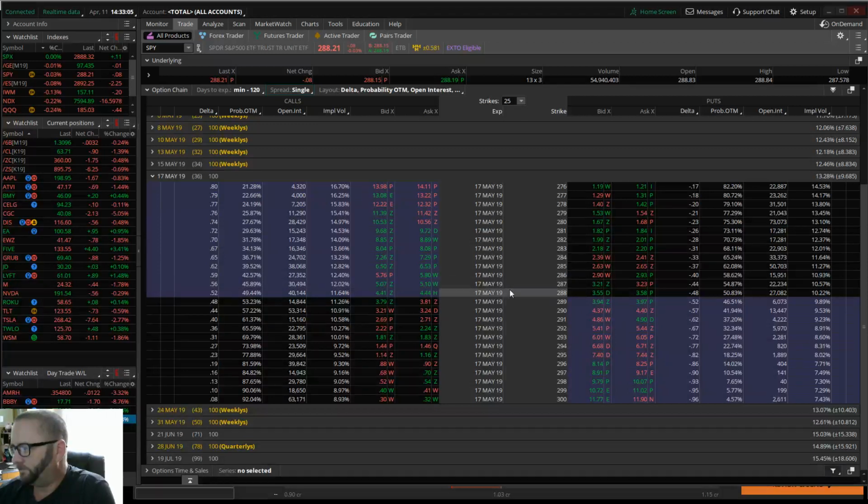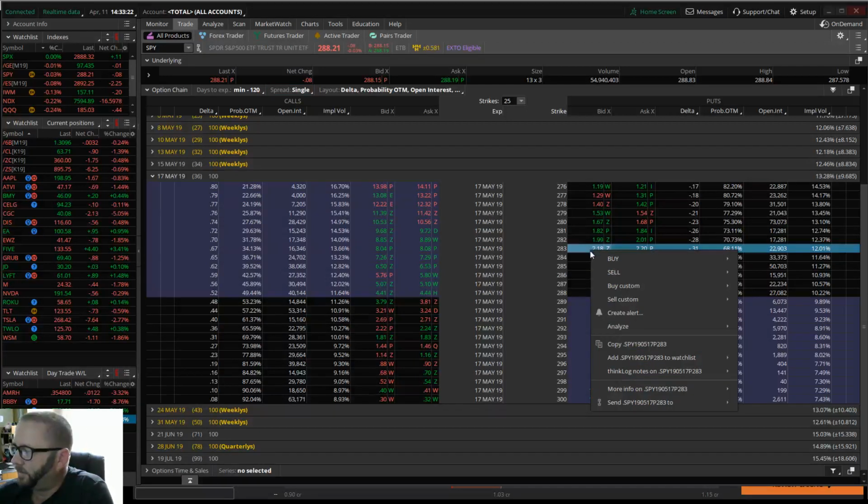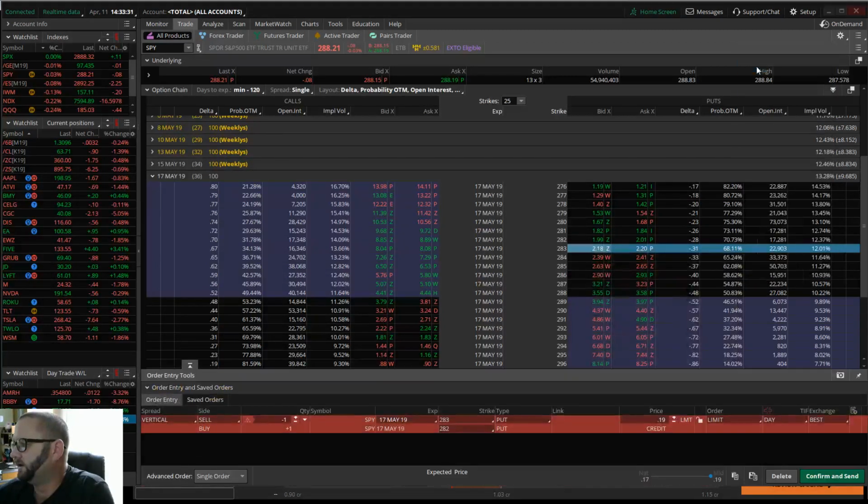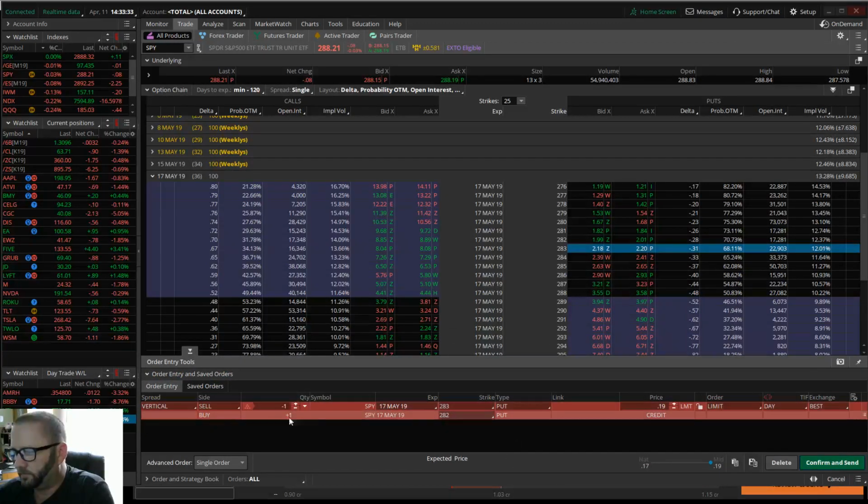Now, the other way to do it is, say you want to do the 30 delta right here. If you hover over it, is it showing it? Good, it's showing it. You can see it says sell if you hover over the bid column. If you right click there, that'll bring up a menu, and you can see that good. And you go to sell, and it'll bring another menu up. Now you have those same options, but if you select vertical that way, it'll pre-do a dollar wide, the next strike down for you, and then you can go in and change it.